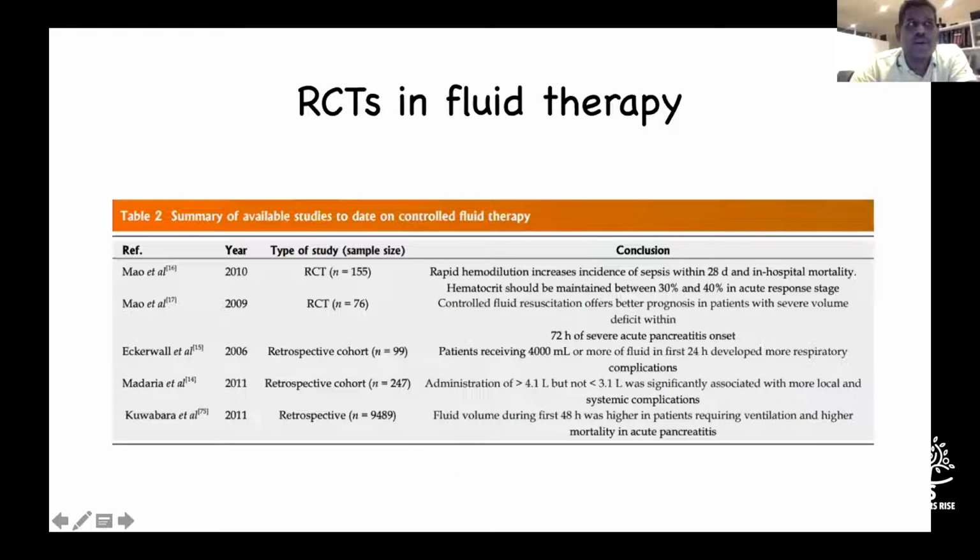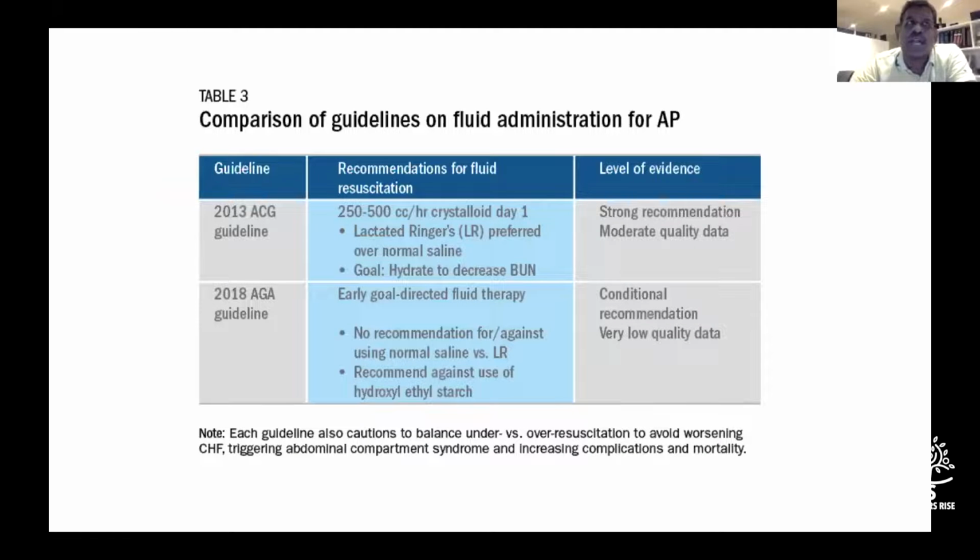And Kubawara also saw this: that if the fluid volume in the first 48 hours is very high, they have not specified the number, but I think it's 4 liters, they require more ventilation and have a higher mortality in acute pancreatitis. Now, currently in the 2018 AGA guideline, it just says early goal-directed fluid therapy.